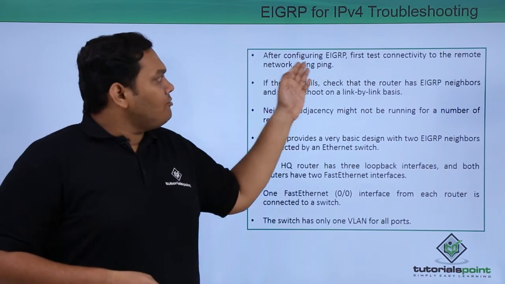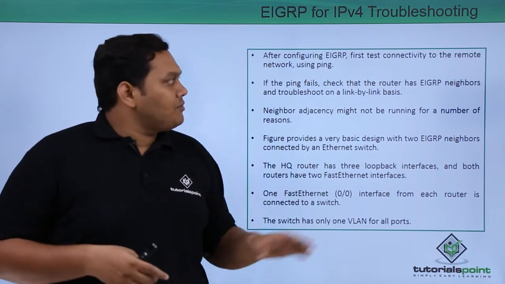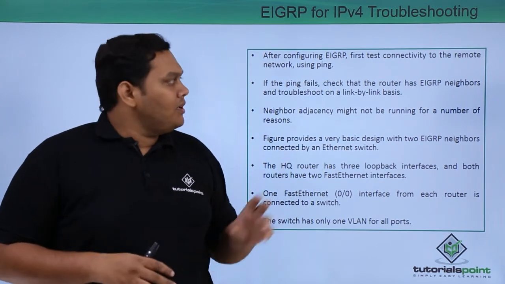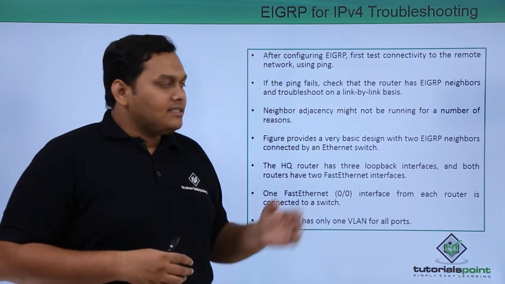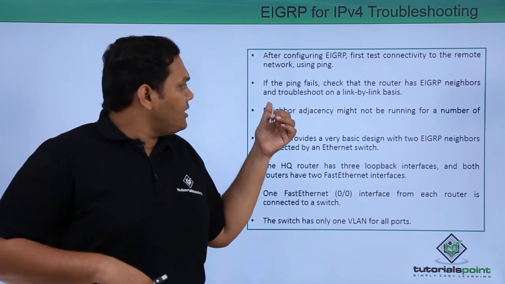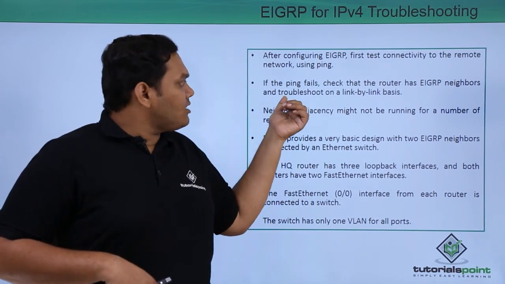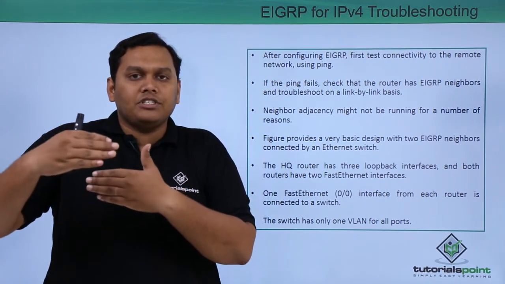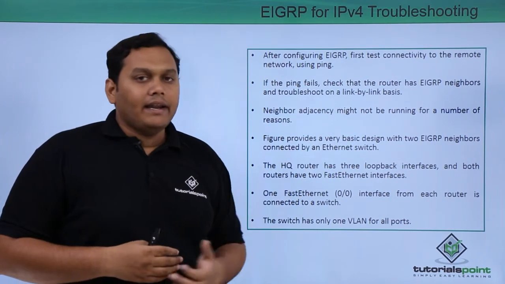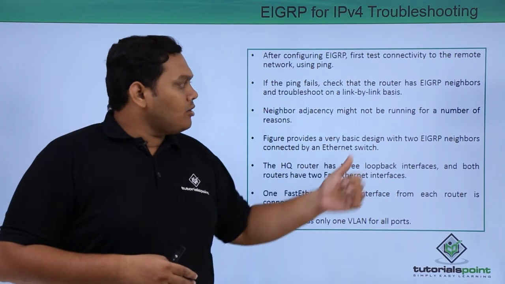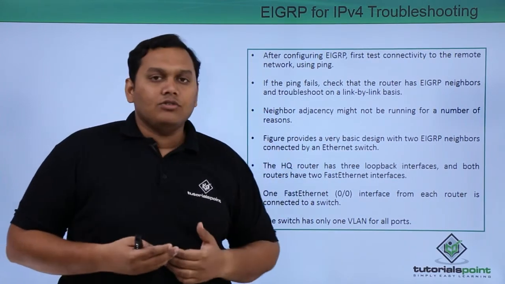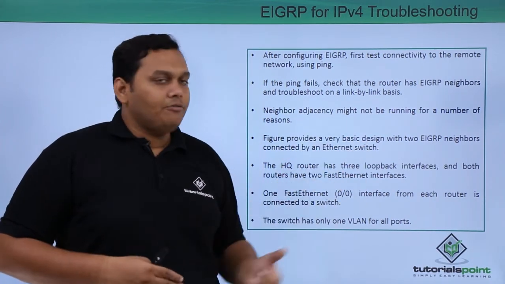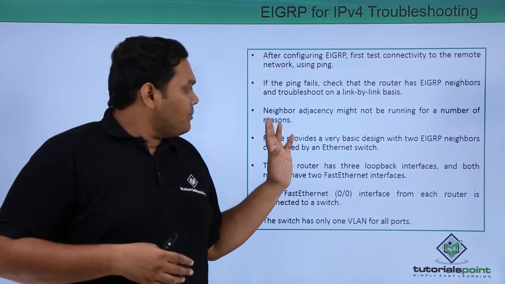After configuring EIGRP, first test connectivity to the remote network using ping. So you have to ping the remote network. It is the first step to see the connectivity issues. If the ping fails, check the routers that have EIGRP configured, and also the EIGRP neighbors, and troubleshoot on a link-by-link basis. Neighbor adjacency might not be running for a number of reasons, so connectivity to the neighbor might also be a big problem here.